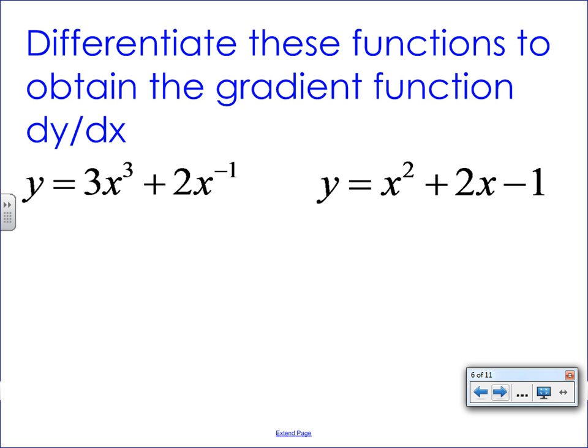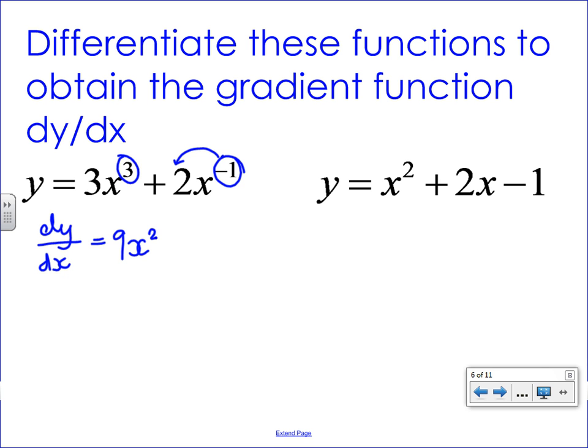Okay. Right, so I'm looking at dy by dx now, the gradient function. This is going to come down and become a multiple, so I'm going to get 3 times 3, which is 9x. Then I take 1 off that power, so it becomes 2. And then this minus 1 is going to come down and become a multiple, so that becomes minus 2 plus 2 times minus 1x. I've got to take another 1 off that, so minus 1, take 1, minus 2. Yep, that's right. Perfect.